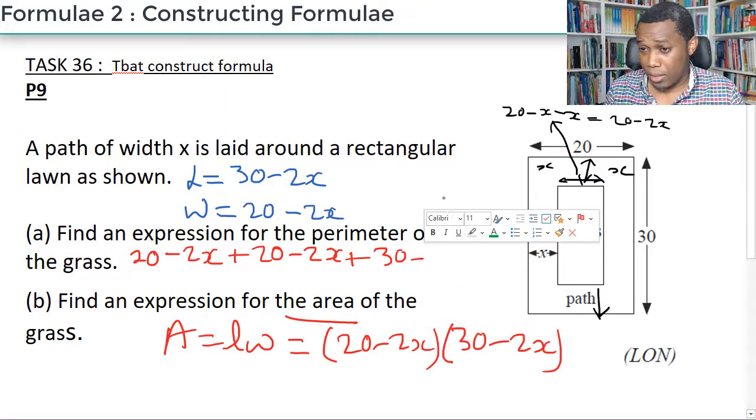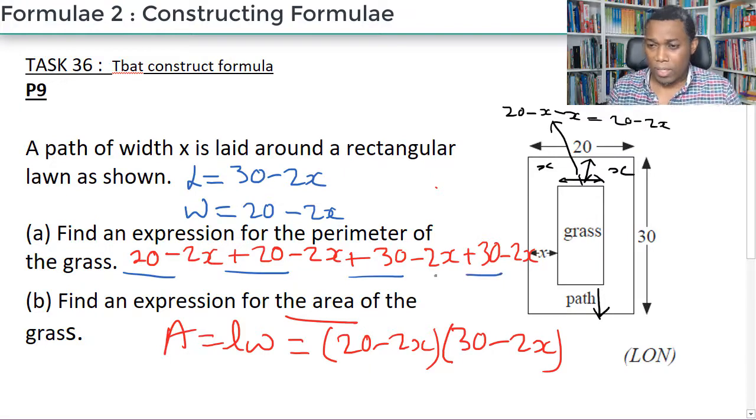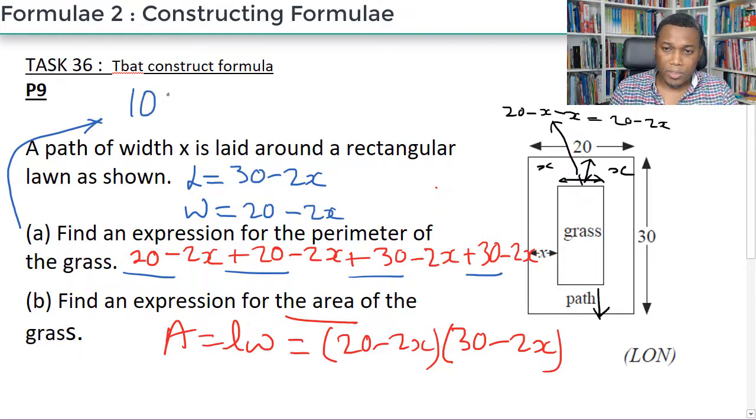What am I doing? 30 take away 2x plus 30 take away 2x. What do we have there? We have 20 and 20 and 30 and 30. That is 100. So we're getting 100 there. I'm going to write it a bit cleaner, at the top here. So we're getting 100x.